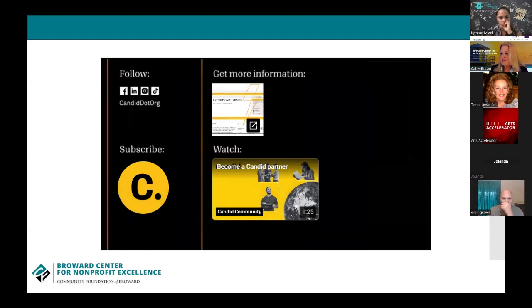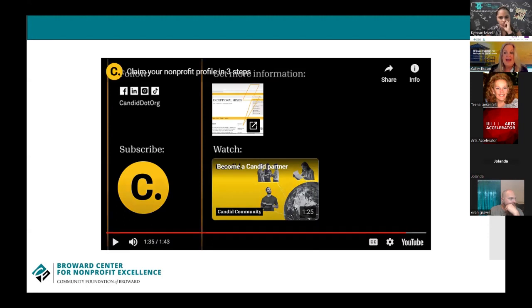All right, so as you can see, it's a pretty simple process. And it makes sure that your information is then visible to as many potential funders and donors as possible, right? So if you haven't done this, make a note somewhere on your calendar in the next week or so to find and claim your Candid profile and check out the information that is on there.